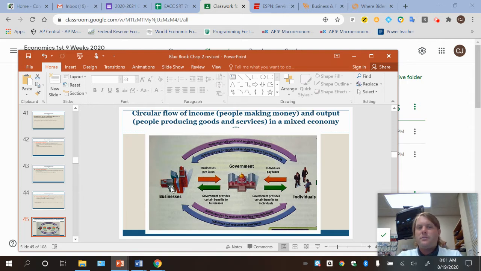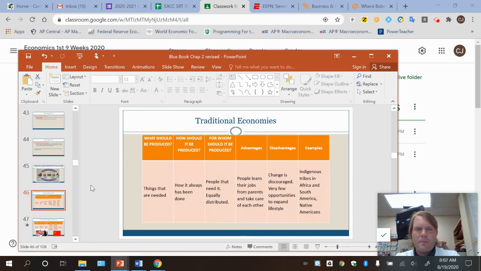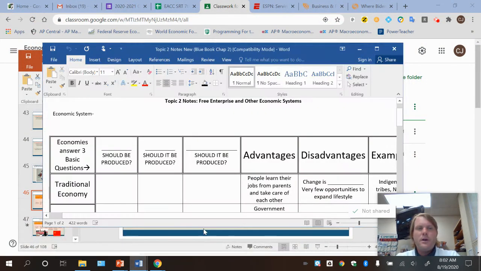The government provides certain benefits to businesses, certain protections, as far as environmental protections, or even as simple as building roads, where now I can transport my goods and services as a business, and businesses also pay taxes. So the government affects how much money we have to spend too. Okay, and so we want that to happen as much as possible. We're going to talk about the history of how economies have evolved over time. Okay, so if we go back, let me double check here and show you that, so here's where we're at.